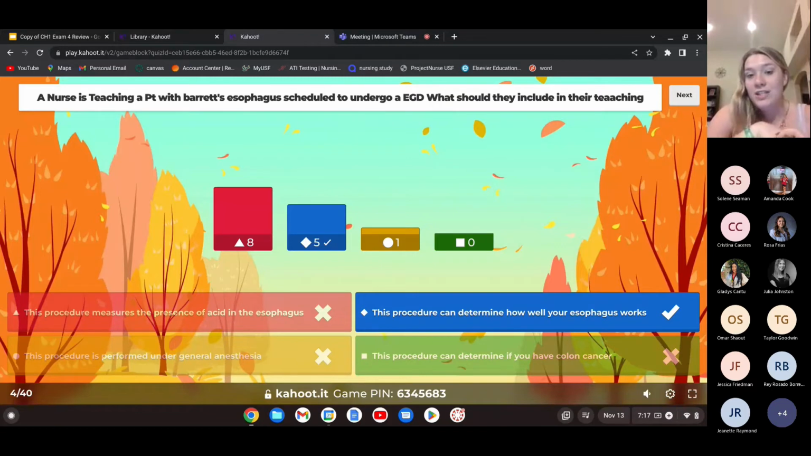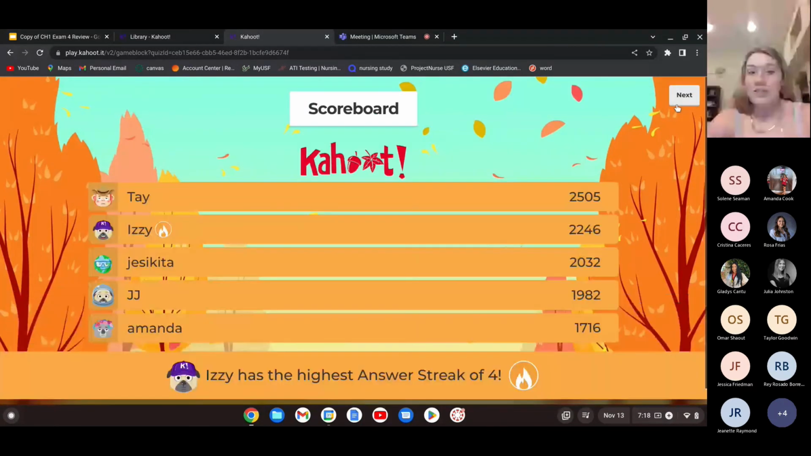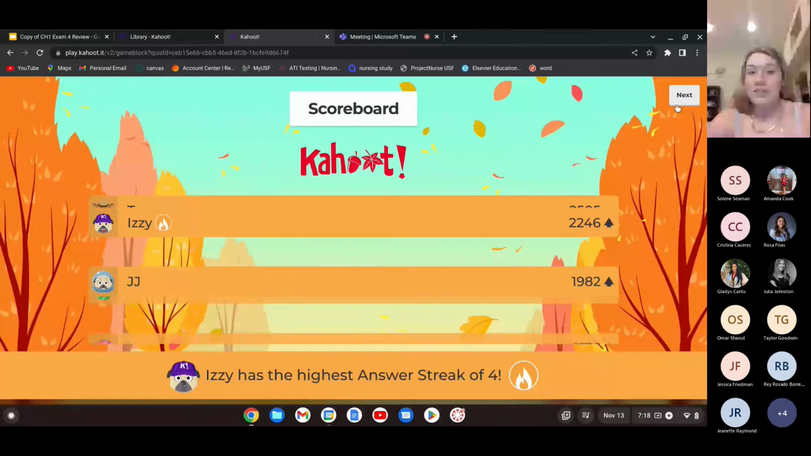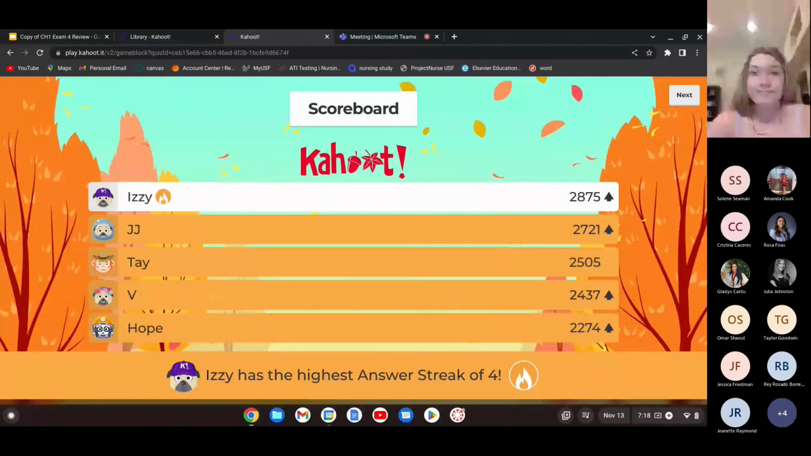So an EGD is going to determine how well your esophagus works. It doesn't measure the presence of acid in the esophagus. It's just trying to look at that LES and see where we're going wrong. And it's usually just done at the bedside. Can give a little bit of local topical anesthesia for discomfort, but won't be done under general anesthesia.